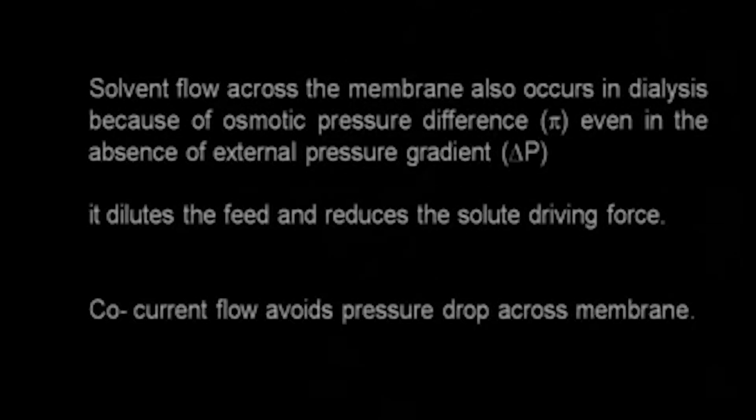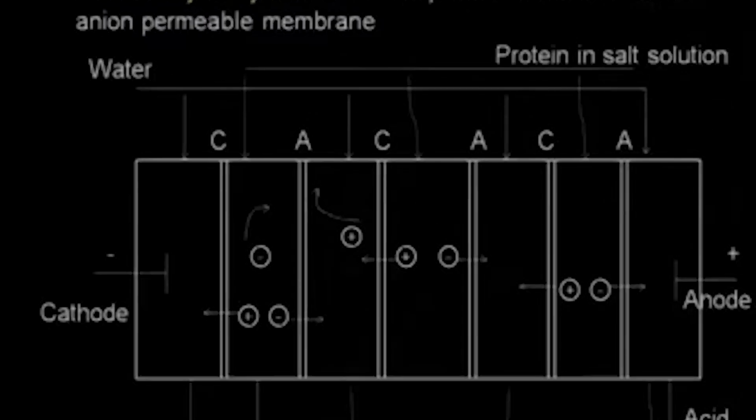Now solvent flow across the membrane also occurs in dialysis because of the osmotic pressure difference. So there is some osmotic pressure, some loss of water, and water may enter into your blood and so on. Generally we use a co-current type of flow to avoid a pressure drop across the membrane. So these are some points which one needs to think about in the case of dialysis.